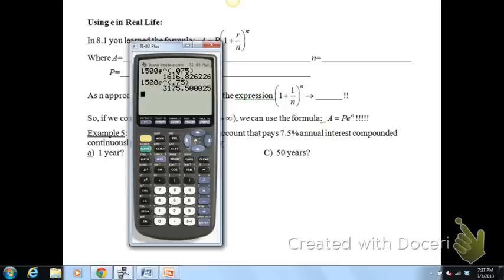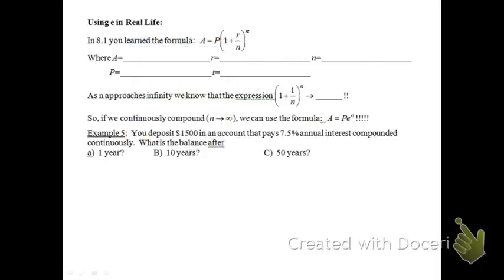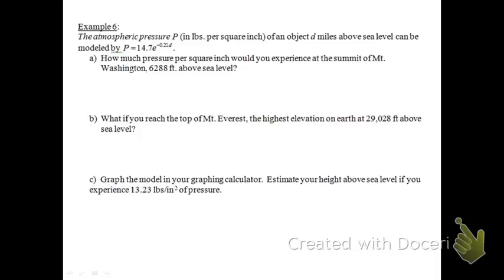The last example I would like to do with you guys is not a money-making problem. It's a problem that has to do with atmospheric pressure of an object that's d miles above sea level, and it's modeled by this natural base function, P equals 14.7 e to the negative 0.21 d power. Let's answer these questions based on that equation.